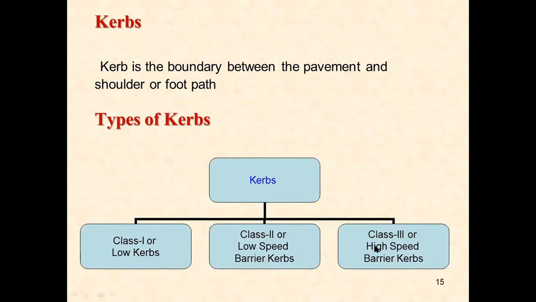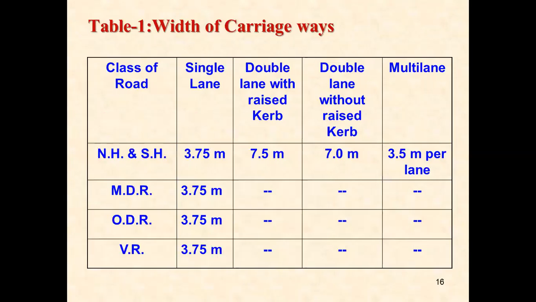So there is the boundary of the road, and beyond that boundary we have the shoulder, and beyond the shoulder, in the case of urban traffic, we can see the footpath designed for the pedestrian traffic. That is another cross section element we design, called the curb. Then what are the widths available for national highway and state highway, major district road MDR, other district road ODR, and village roads?